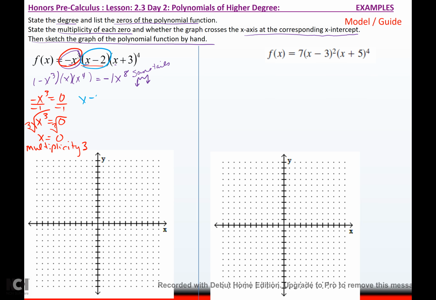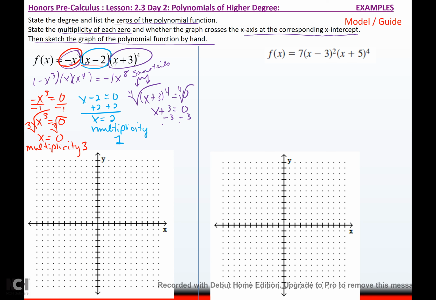Then we're going to take my next factor, x minus 2, set it to 0, and solve. Add 2, I get x equals 2, multiplicity 1. And then I'm going to take my last one, x plus 3 to the 4th, and set it to 0. You take the fourth root, you get x plus 3 equals 0. Minus 3, x equals negative 3, multiplicity 4.